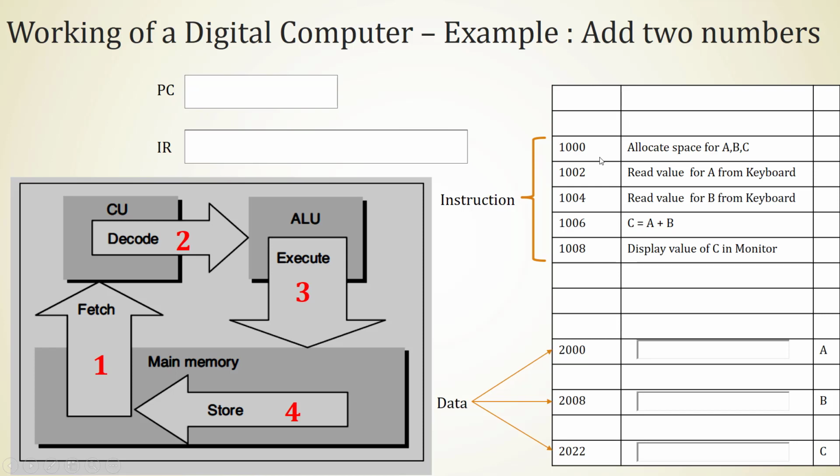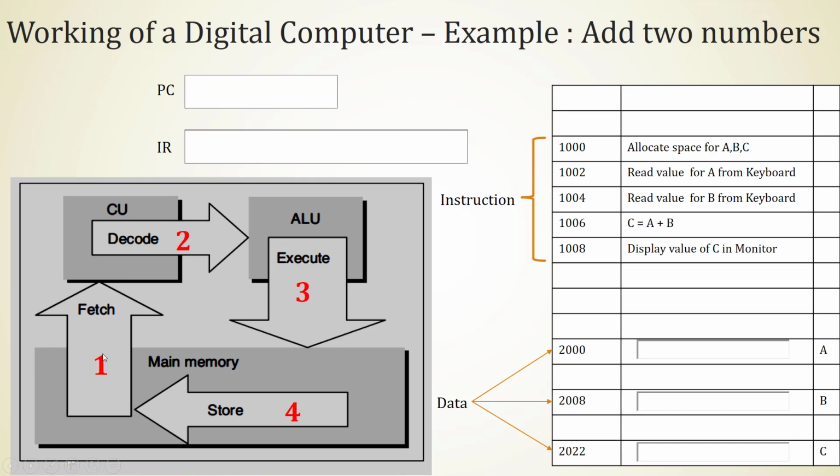At address location 1000, I have an instruction called allocate space for A, B, C. I need 3 variables, or 3 spaces, to add numbers. Only 2 spaces are required to store the 2 numbers, and the 3rd space is required to store the result. Remember, this sequence of instructions, or this program, is in main memory. In the previous slide we discussed 4 steps: fetch, decode, execute, store. This will happen in a cyclic order.